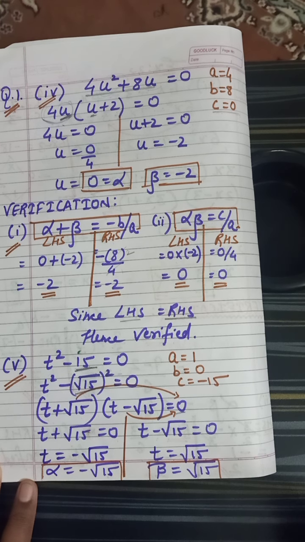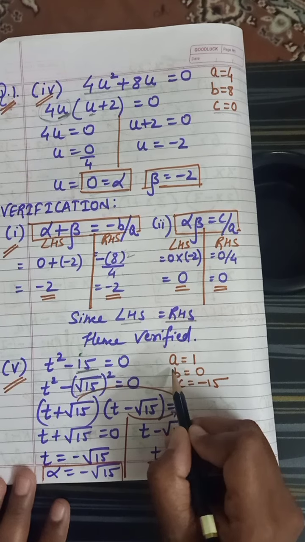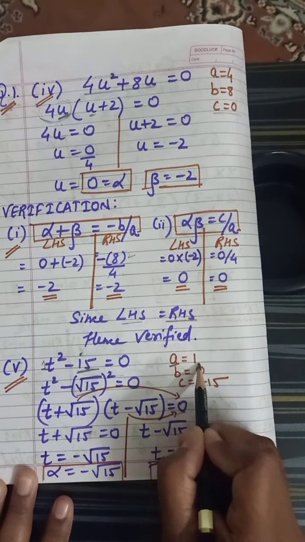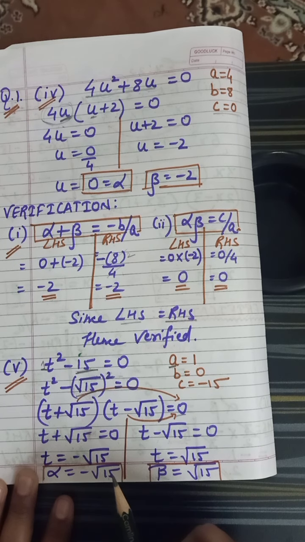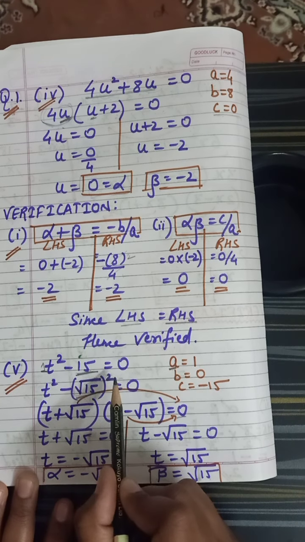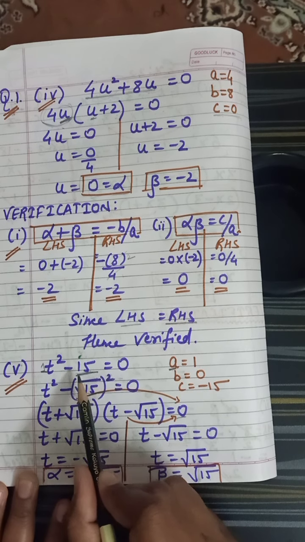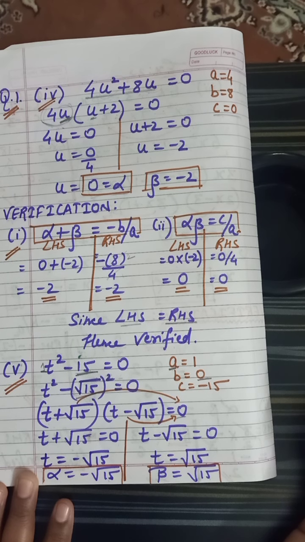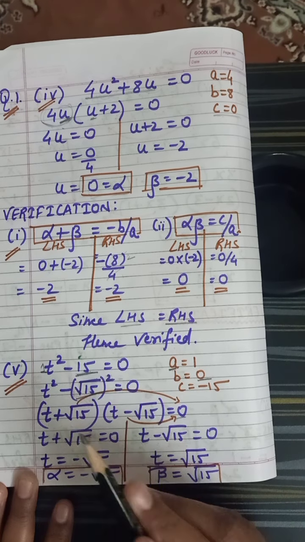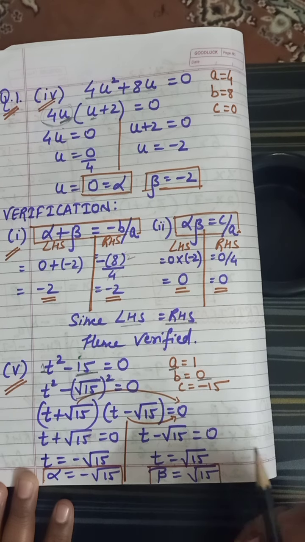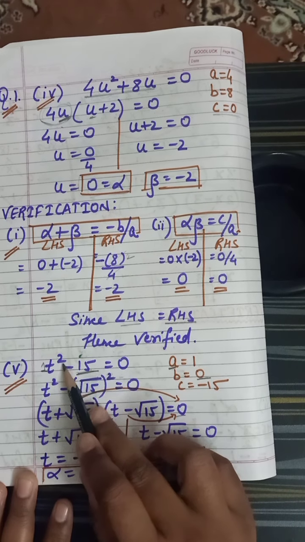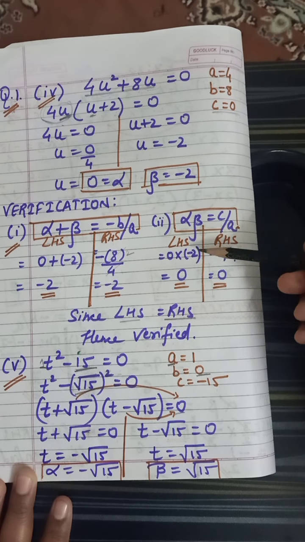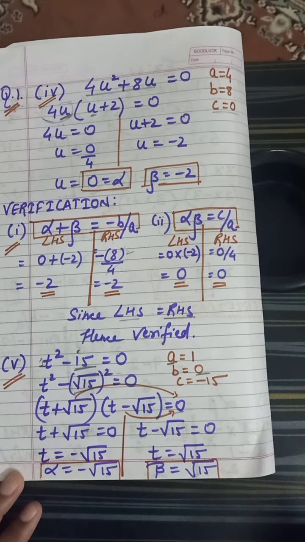After that we have to verify the relationship. Here I can see the coefficient of t square is 1, so a is 1. What is the coefficient of t? Can you see t here? No, there is no t. So coefficient of t will be 0. There is no term which is having t, so the coefficient of t is 0. Then constant term I can see is minus 15, so c will be minus 15. In the same way, we can verify both the relationships for this question also.